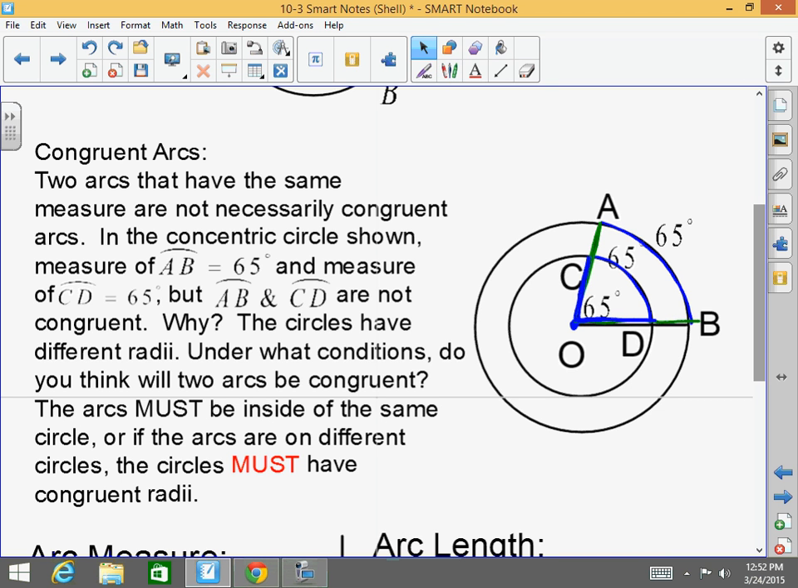So you may ask, under what conditions do you think two arcs will be congruent? Well, the arcs must be inside of the same circle, or if the arcs are on different circles, the circles must have congruent radii in order for them to be congruent arcs. Now, what am I talking about? Because this could be a little confusing.